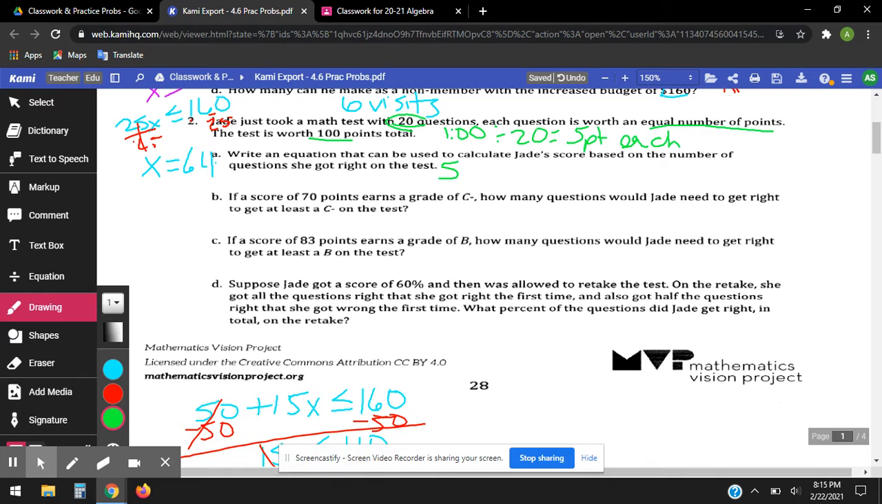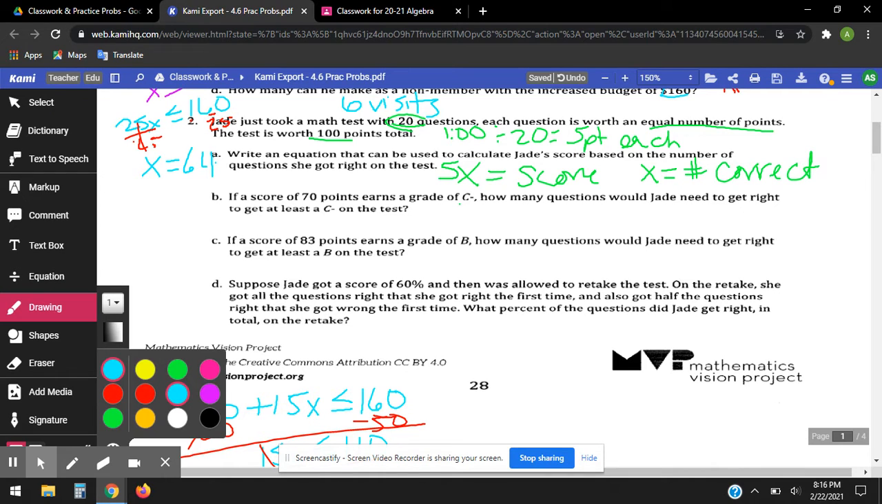Okay, so it's 5 times how many got correct equals the score, and X equals number correct, right? So if you score 70 points to earn a grade of C minus, how many questions would Jade need to get right to get at least a C minus on the test? So we need 5X to be at least, so that's greater than or equal to, a 70.